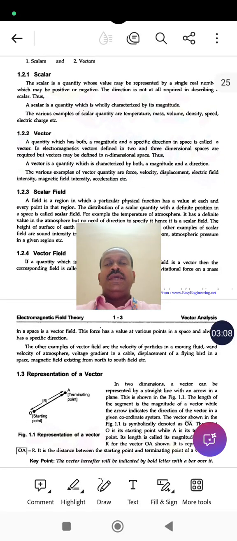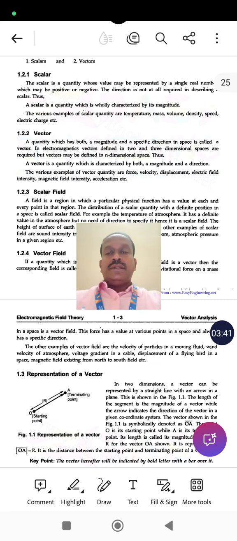So the next one is the vector. A quantity having both magnitude and specific direction in space is called a vector. In electromagnetics, vectors defined in two and three dimensional spaces are required, but vectors may be defined in n dimensional space. A vector is a quantity which is characterized by both magnitude and direction. Examples of vector quantities are force, velocity, displacement, electric field intensity, magnetic field intensity, acceleration, etc.